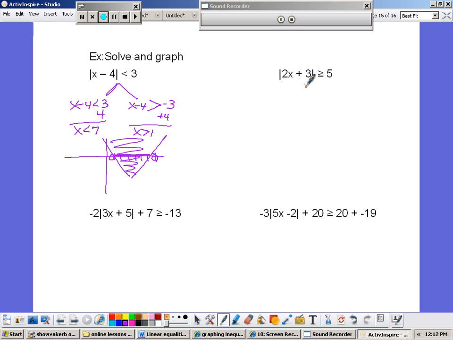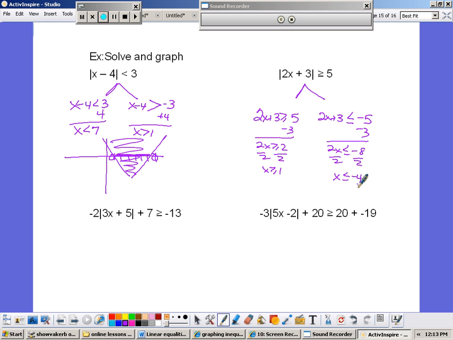Absolute value by itself, so 2x plus 3 is greater than or equal to 5, and 2x plus 3 is less than or equal to negative 5. Move my 3, divide by my 2, move my 3, divide by my 2. So in this case, 1 will be a solid dot, and I color this way, and negative 4 will be a solid dot, and it'll color this way. So if I had an absolute value, I'd be coloring on the outside of my absolute value.